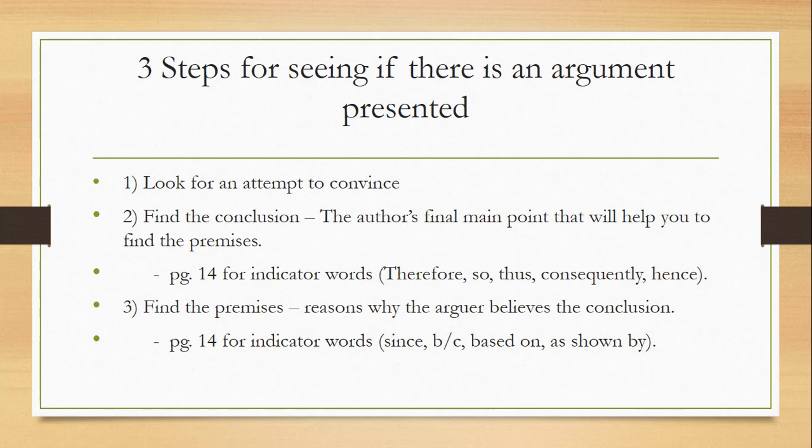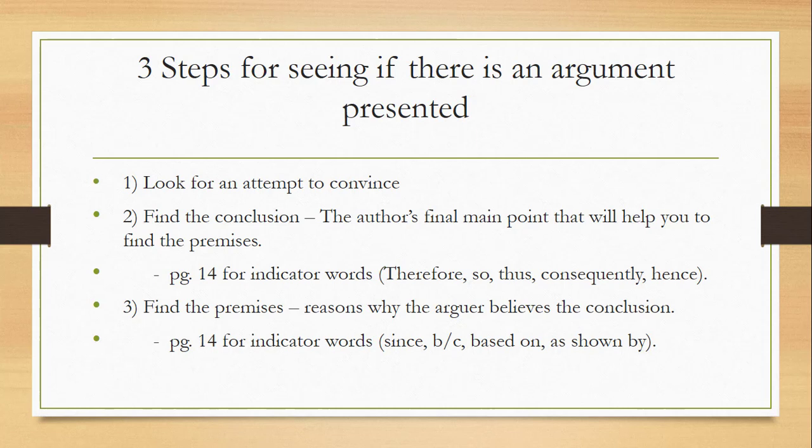And on page 14 of your textbook, there are a variety of different kinds of indicator words. These are just a small subset of the various indicator words that are in your textbook. These are words such as therefore, so, thus, consequently, hence. So when you see these kinds of indicator words, usually, but not in all cases, what follows these words is the conclusion. So these can also help you find the conclusion.